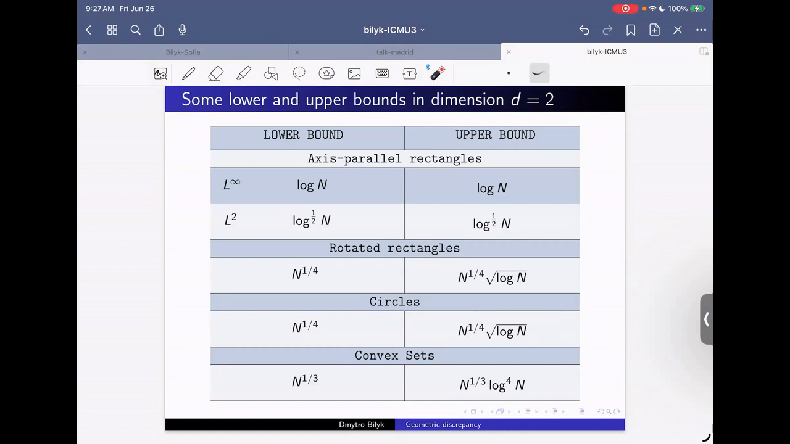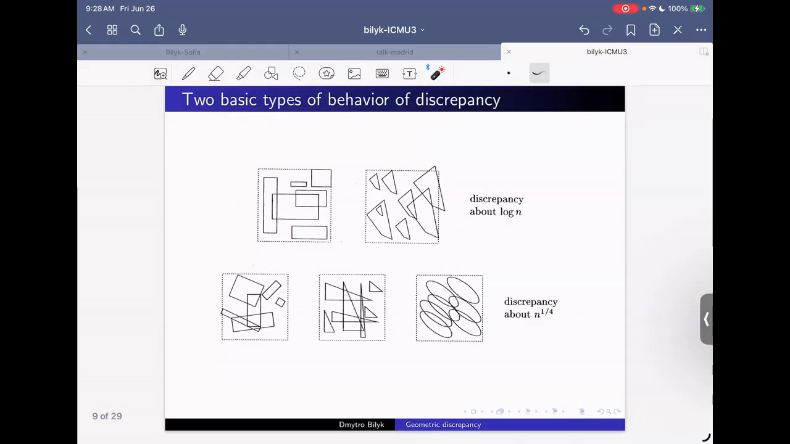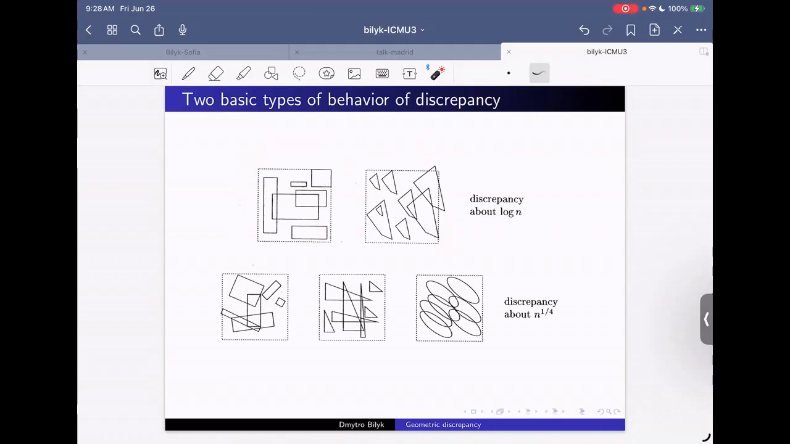Okay. All right. Well, again, I mentioned this before. You see 2 different types of behavior. You have very small logarithmic discrepancy in the case when there are no rotations, when directions are fixed, and if rotations are involved, or if you have curvature, then you get discrepancy equal to some power of n. You have a much larger discrepancy.